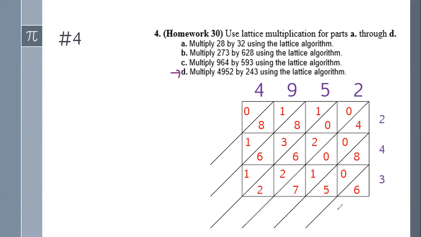So 6 is by its lonesome, so we're just going to bring down that 6. 5 and 8 is 13. You can't keep 13 all the way down here, so you've got to drop the 3 and carry a 1. So 1 plus 4 is 5, plus 1 is 6, and 7, and that's 13 again. Drop the 3, carry the 1. Make sure you're not mistaking that as 10. One number per triangle, unless it's a carry.